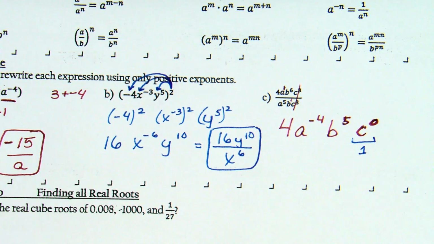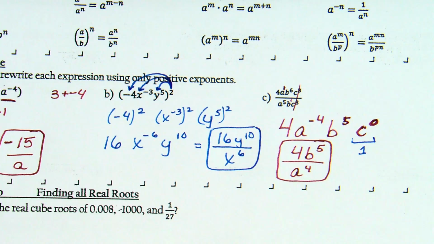Am I done? Negative exponent. Where does the negative exponent go to become positive? To the denominator. So what does my final answer read? 4b to the 5th over a to the 4th. 4 was positive, it stays. b to the 5th is positive, it stays. a to the 4th moves to the denominator to become positive.